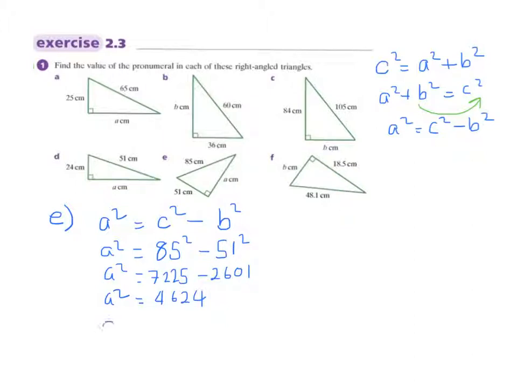Now I want the a. If I want the a, I've got to take the square root of 4624. When I do that, my answer becomes 68. Now, what am I missing? All of these are in centimetres, so I need to put my centimetres on the end. So, keep looking at those. You should get some nice whole numbers, hopefully, on the ends of those.